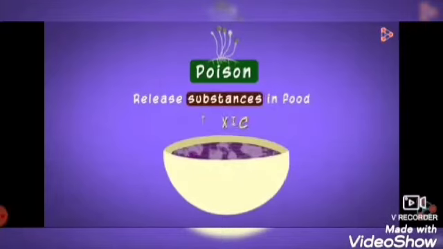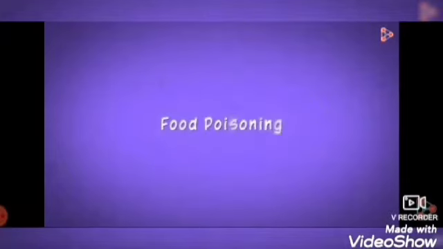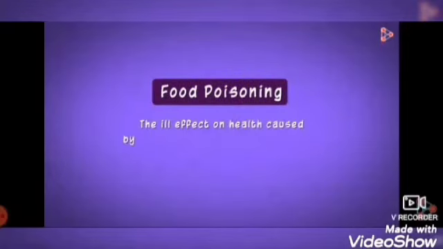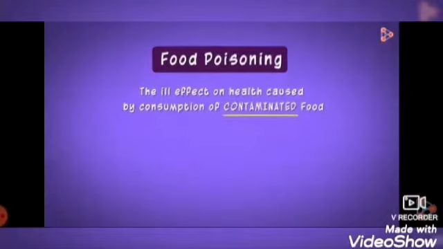So now our topic is food poisoning and how to prevent it. So let's begin the tutorial. So what is now food poisoning, or what is the definition of food poisoning? We can say that food poisoning is the ill effect on health caused by consumption of contaminated food.